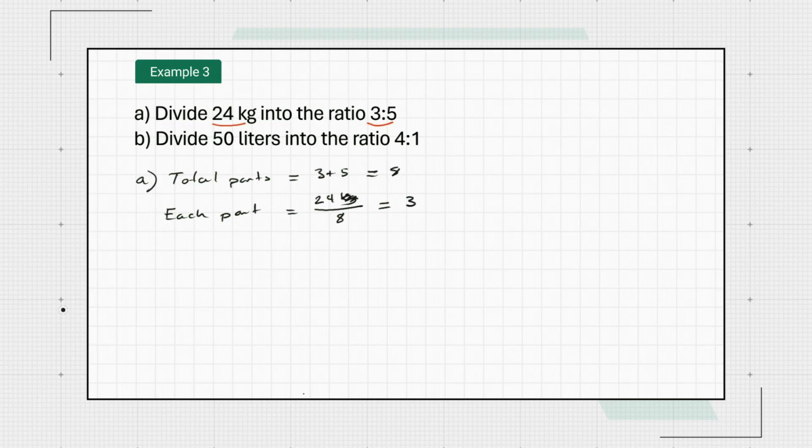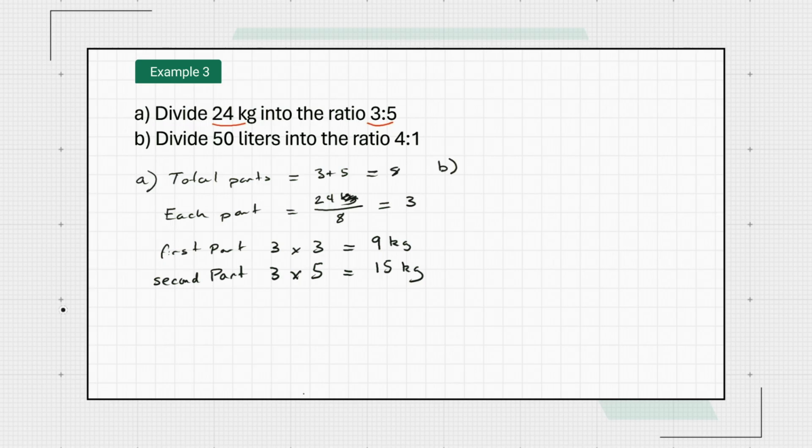Okay, so for our first part of the ratio, we're going to do 3 times the number of parts, which is 3, which is equal to 9. And for the second part, we're going to do 3, which is how much each part is worth, multiplied by the other side of the ratio, which is 5, which is 15. So if we break out 24 kilograms into the ratio 3 to 5, we end up with 9 kilograms and 15 kilograms.